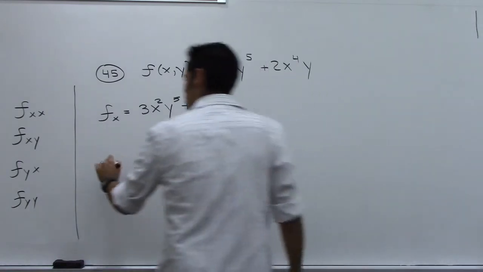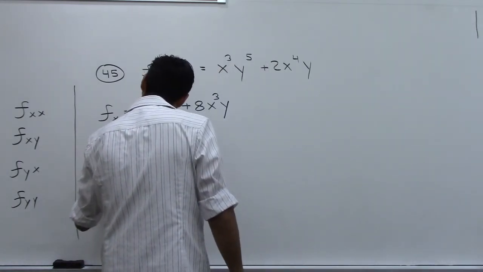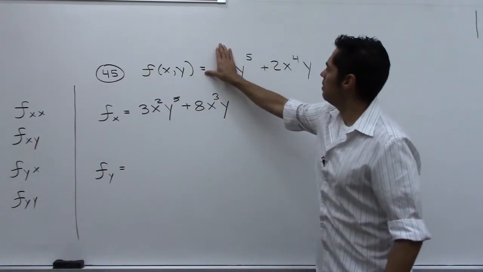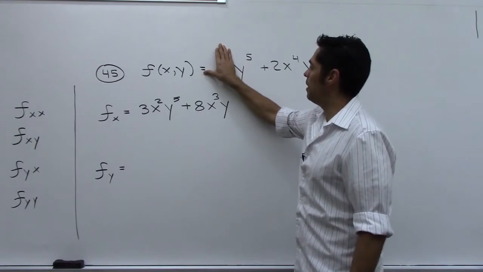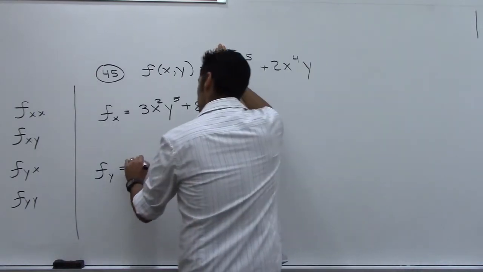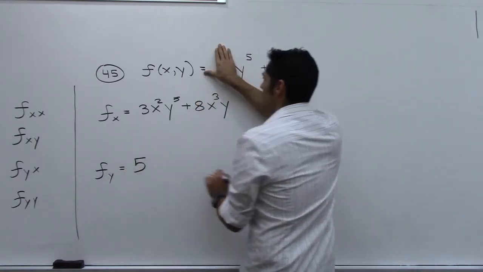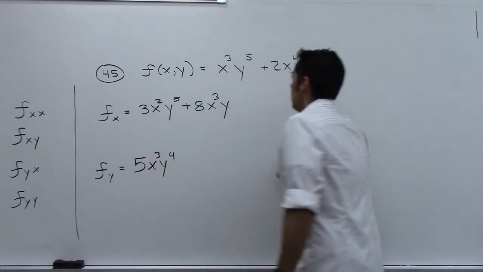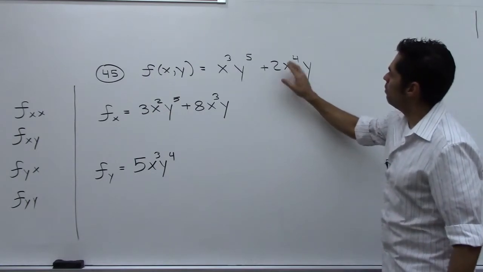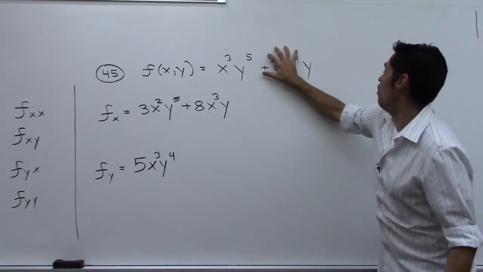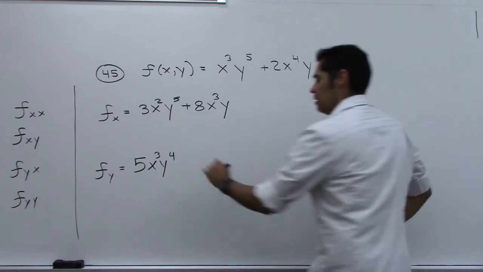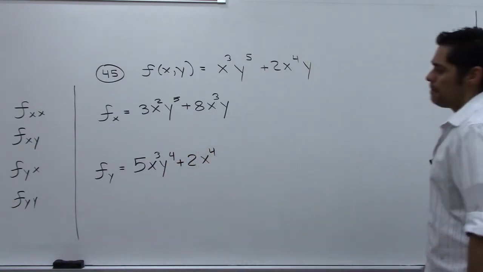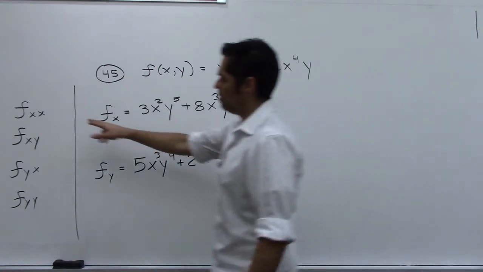Let's go ahead and find the partial with respect to y while we're here. Partial with respect to y would be, cover up the x because it's a constant. Derivative of y to the fifth is 5y to the fourth, but I still have an x cubed there. And then over here, 2x to the fourth is all a constant. Derivative of y is 1, so I'm just going to get that constant, plus 2x to the fourth. Okay, now I'm going to try and find these four things.